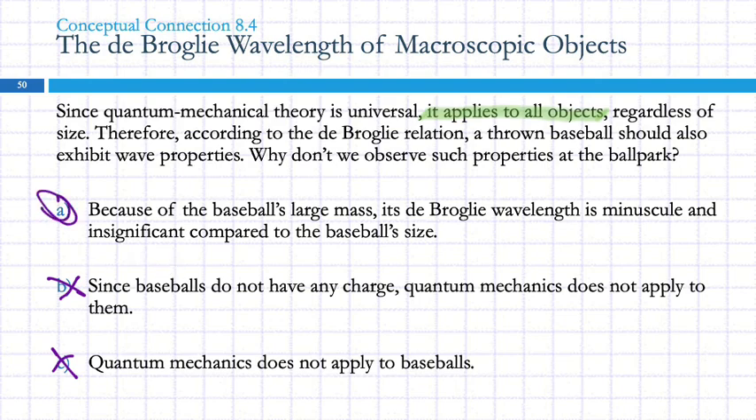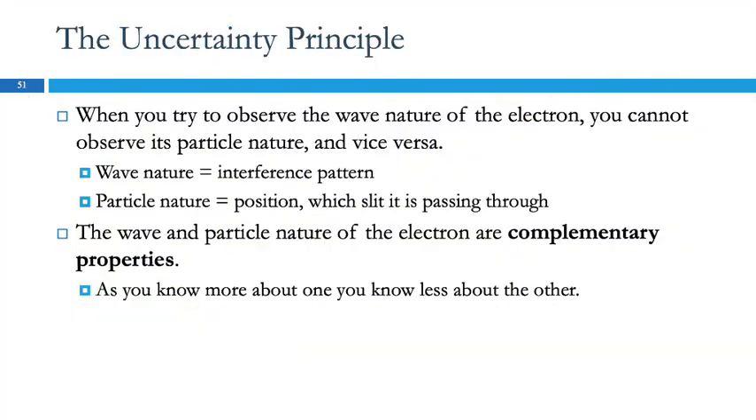The larger the object, the smaller its wavelength, right? So if you have a big visible object, it does have a wavelength, but its wavelength is so tiny that you can't see it, right? The smaller the thing gets, the larger its wavelength gets. Any questions? There's a couple questions on the worksheet where it asks you to calculate de Broglie wavelengths.